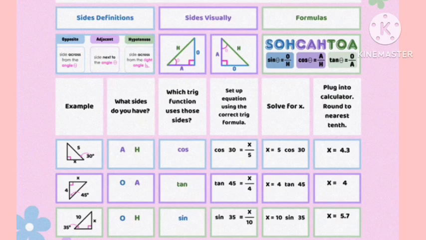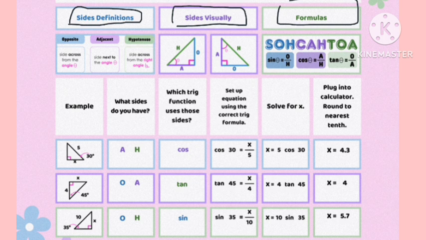Today we will see how to solve the right angle triangle in trigonometry. This is the easy method. You can easily understand how to solve any right angle triangle. First, see what the side definition is. I have divided this into three parts: side definition, side visual, and formula.